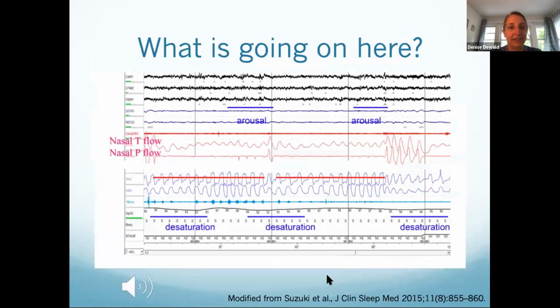All right. So now more onto this. Here we go. All right. So what's going on here? So this is from a paper, and they're pulling a little ringer on here because now they have a nasal thermistor flow and a nasal pressure flow. Okay. So let's see. Now we have this. There we go. All right.